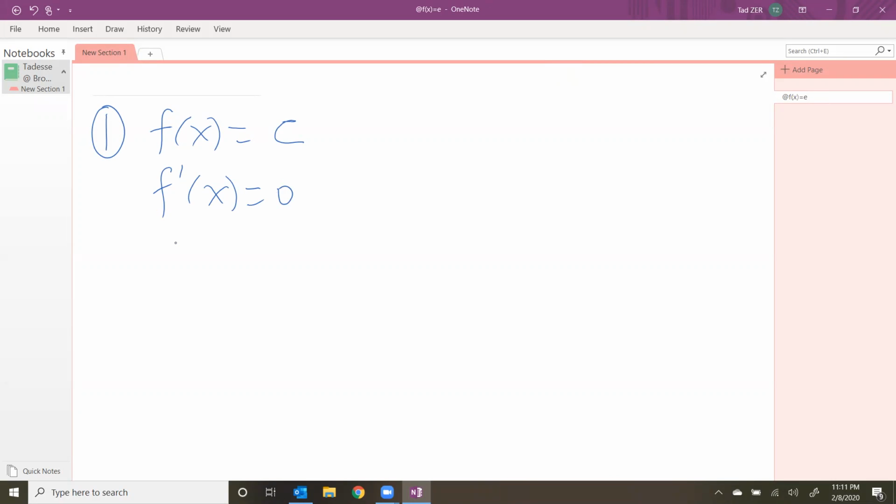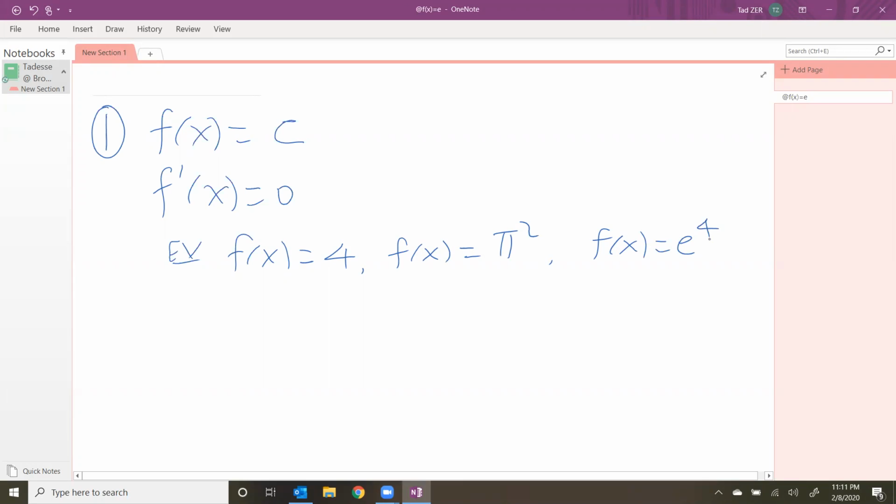An example would be f of x equal to 4, a constant function, or f of x equal to pi squared. Pi is a number, so pi squared is pi times pi. Or f of x equal to e to the power of 4. All these are called constant functions. They are just numbers. So their derivative will be 0. That is what we call the constant rule.